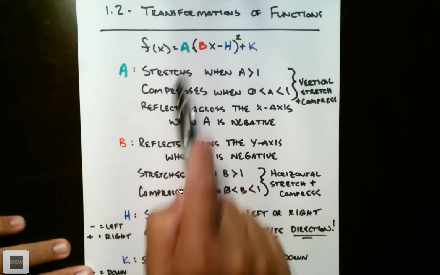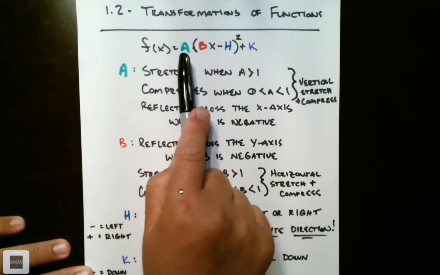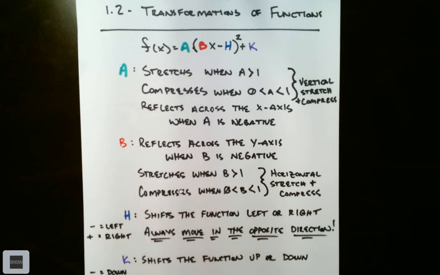And then again, we also are going to get the reflection from A. So if A is negative, it's going to reflect it across the x-axis. All those points above it are going to flip below it. All the points below it are going to flip above it. So if A is negative, it's going to reflect across the x-axis.